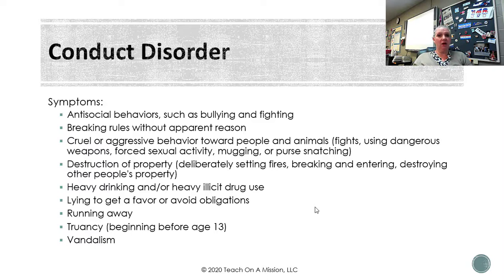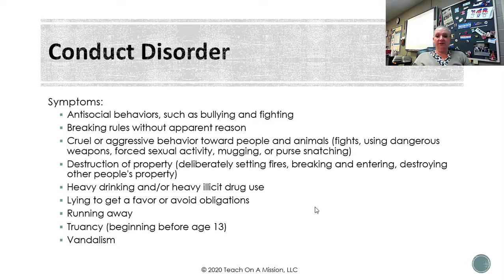They don't care about the consequences. Cruel or aggressive behavior towards people and animals. So they get in a lot of fights, they use dangerous weapons, forced sexual activity, mugging or purse snatching, destruction of property, deliberately setting fires, breaking and entering, destroying other people's property, heavy drinking and or heavy illicit drug use, because once again, these are things that are not deemed socially acceptable.